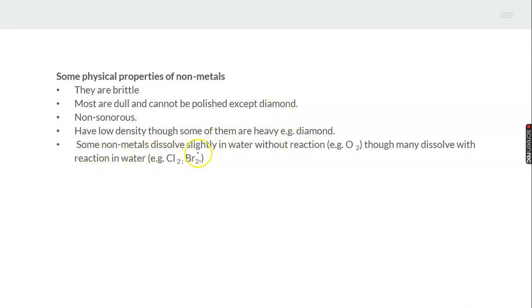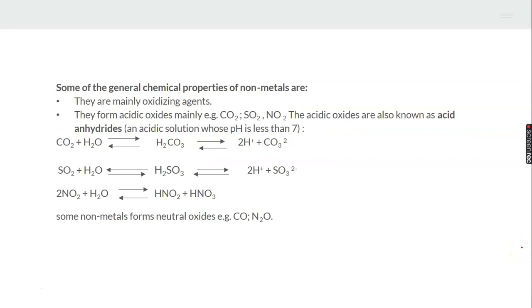Some non-metals dissolve slightly in water without reaction, e.g. oxygen, though some dissolve in water with reaction. Under that you have chlorine, you have bromine gas and all that. So these are examples of general chemical properties of non-metals. The first one is that they are mainly oxidizing agents, just like we said earlier on. They form acidic oxides, mainly carbon 4 oxide, sulfur 4 oxide, then nitrogen 4 oxide.